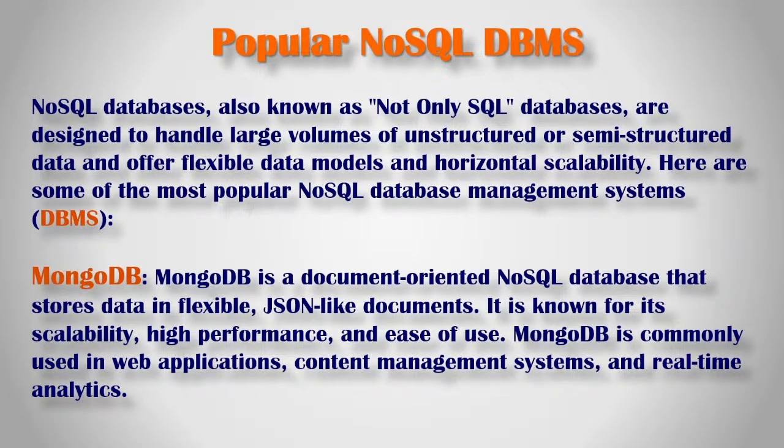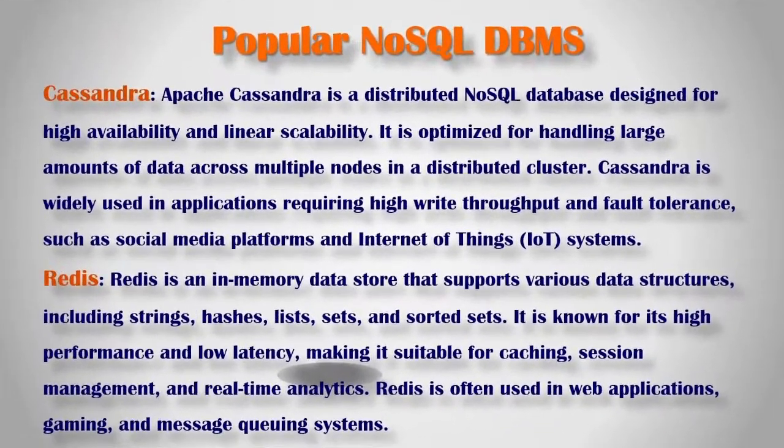Cassandra. Apache Cassandra is a distributed NoSQL database designed for high availability and linear scalability. It is optimized for handling large amounts of data across multiple nodes in a distributed cluster. Cassandra is widely used in applications requiring high write throughput and fault tolerance, such as social media platforms and Internet of Things (IoT) systems.